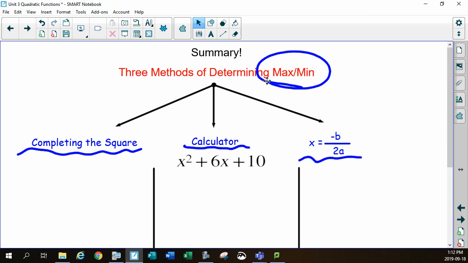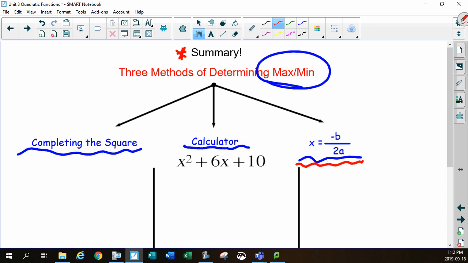Well, I think the most important thing you have to ask yourself is this: what does the question want you to do? If it wants you to complete the square, then you've got to complete the square. If you are allowed to use your calculator, use your calculator. If it says to use some alternate method, use the alternate method. But it's all dependent upon what the question asks.